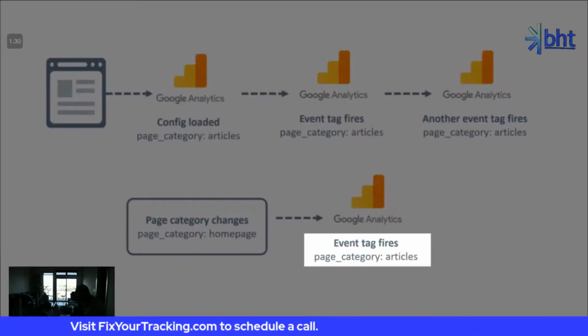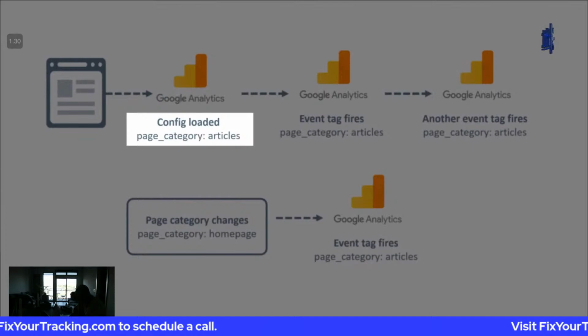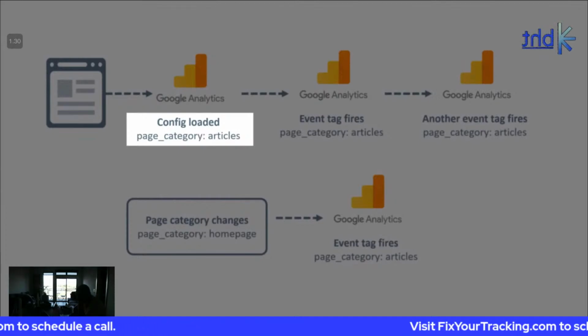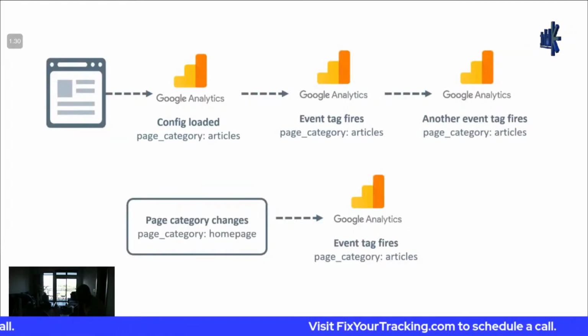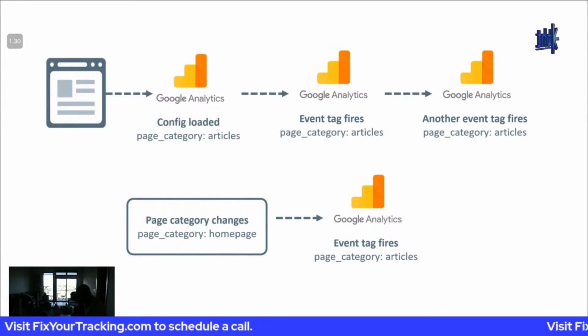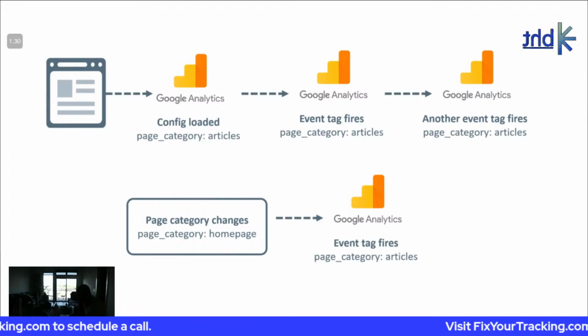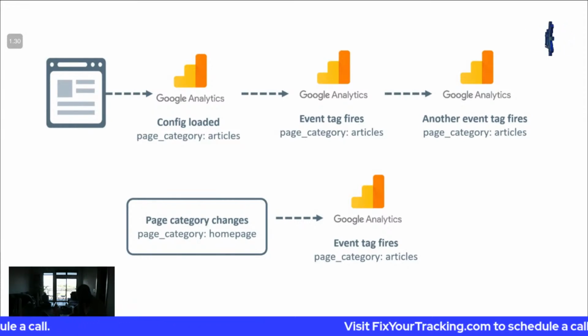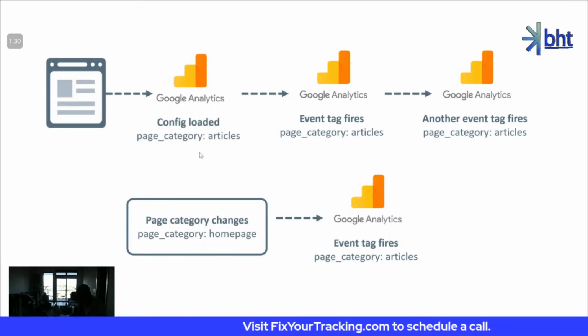So even though the page category changes from article to homepage, if the event tag fires on the homepage, the page category will still be article because it inherits the page category from the initial load of the configuration tag. And this was a big pain. So we had to do a workaround, meaning that we had to configure the page category parameter in every event tag as well. And if you have hundreds of GA4 event tags, that becomes quite a manual work. However, this problem can be solved with the new settings variables, especially the event settings variable.